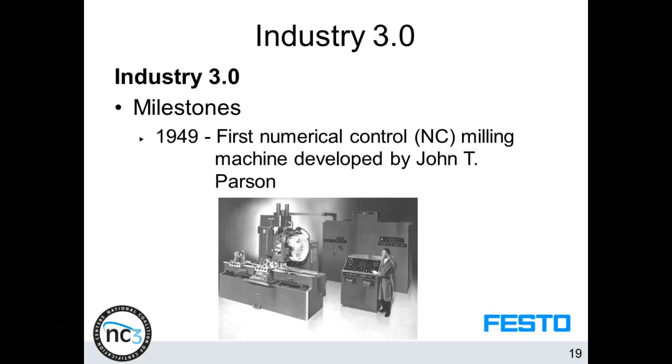Milestone, Industry 3.0, the first numerical controlled milling machine. A milling machine is basically a machine that cuts grooves. So it cuts grooves in metal, and they use it a lot to trim the side of the metal and shape metal. So a router, anybody's got a router? A router is a lot like what a milling machine actually does. What do we do with routers? We cut patterns and stuff into wood, and that's basically what a milling machine is.